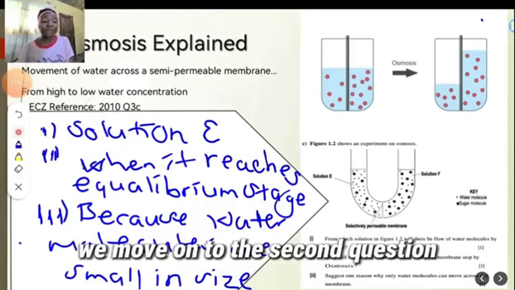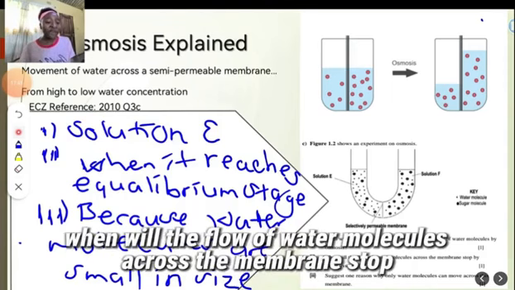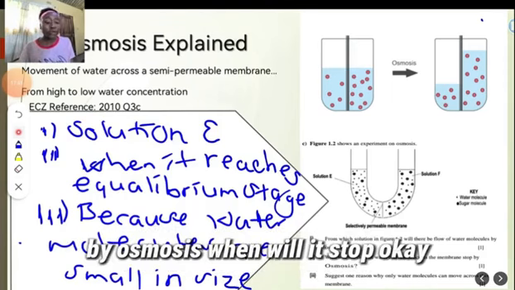Okay, we move on to the second question, which says, when will the flow of water molecules across the membrane stop by osmosis? When will it stop? Okay.